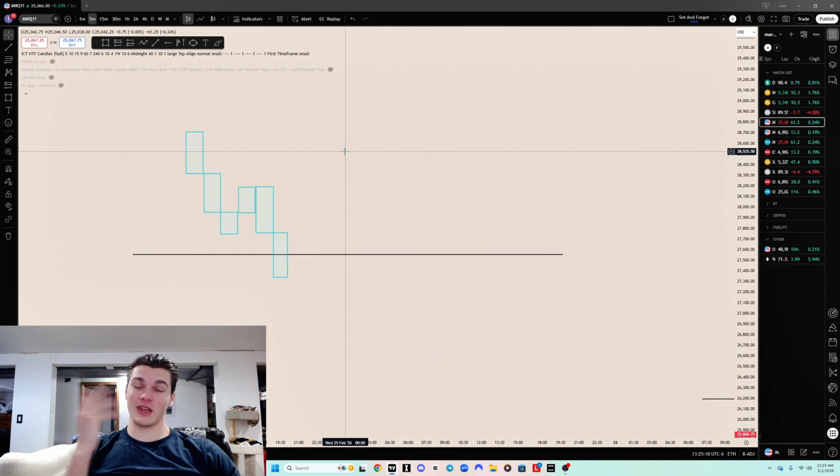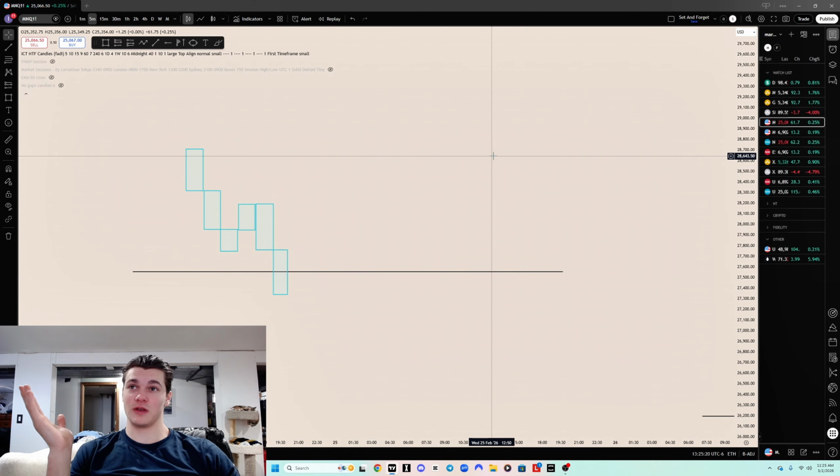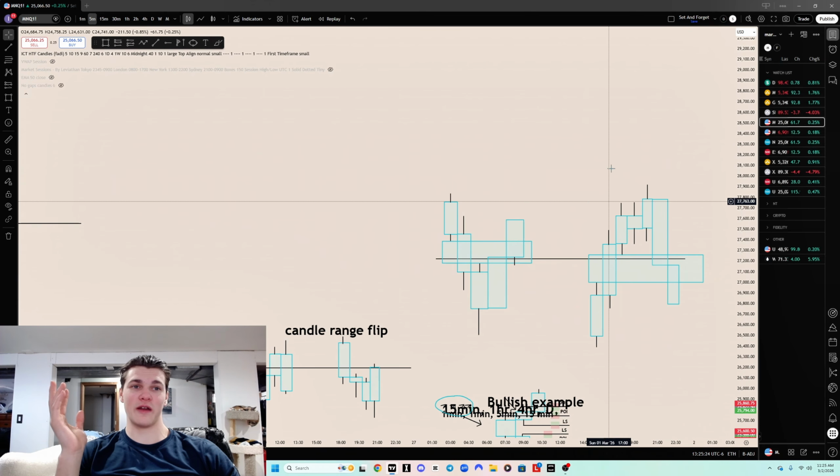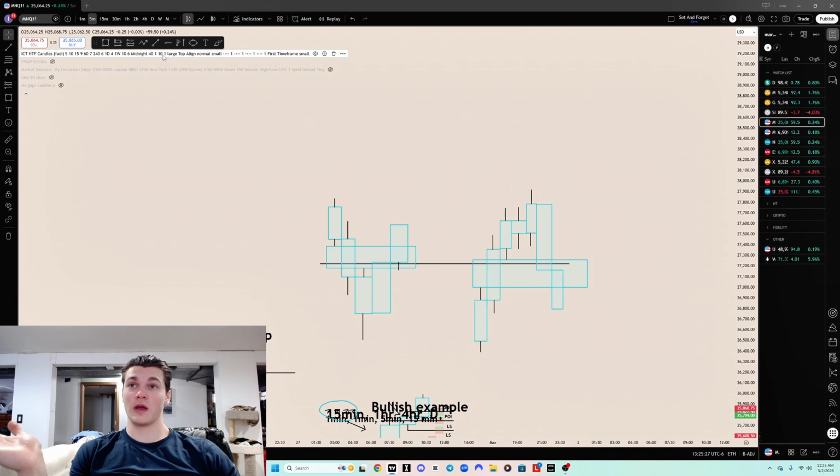Now this is called a shift of structure entry. I forgot to label this, but this is an inverse fair value gap entry.